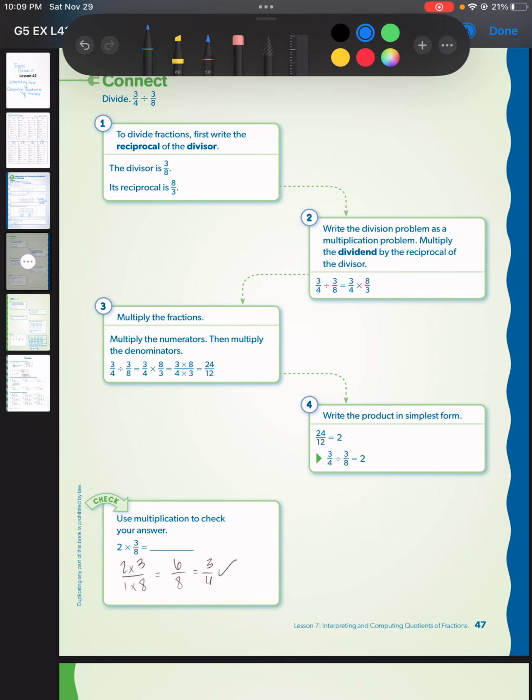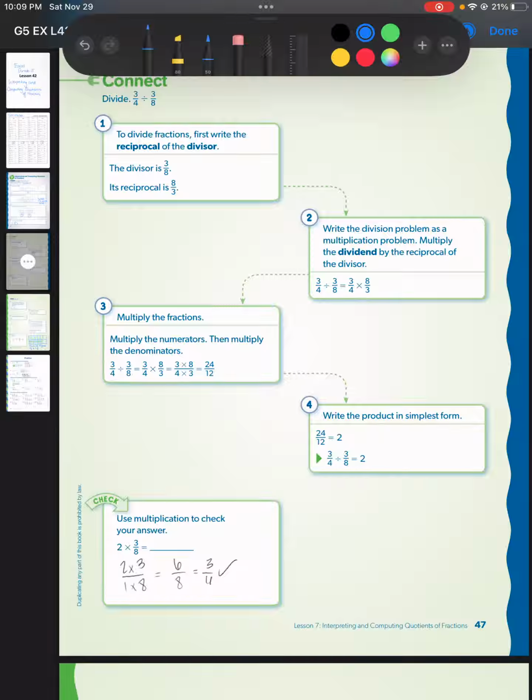And it's telling students to write the reciprocal of the divisor. So you first want to help students remember that the divisor is the second term in my problem. So that's where we get 3/8. And the reciprocal is the inverted fraction. So the reciprocal of 3/8 is 8/3. Don't skip this step. Make sure students are really clear about the definition of those terms.